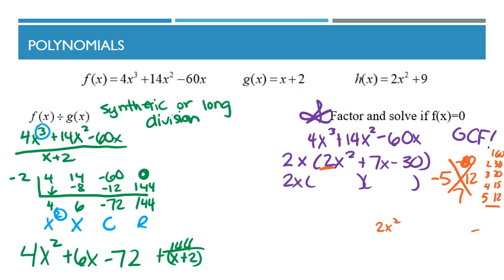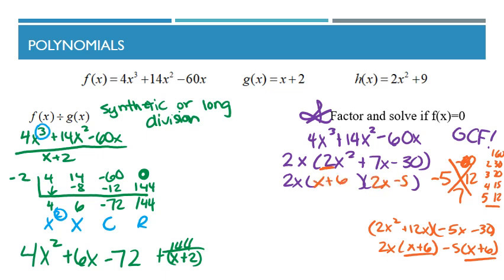A 2x squared, a negative 30, but I also have a 12x and a negative 5x. Group them. I've got a 2x, which gives me x plus 6. I've got a negative 5, which gives me an x plus 6. Perfect. Same thing twice. So my 2 factors are now x plus 6 and 2x minus 5. Now this says factor and solve. Set each piece equal to 0. 2x equals 0 gives me the answer of x equals 0. Right? 0 divided by 2, that matters.